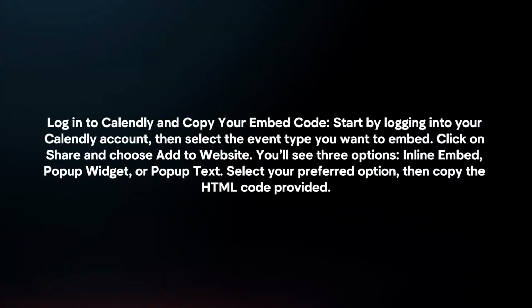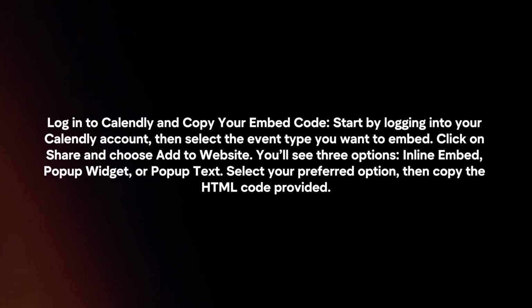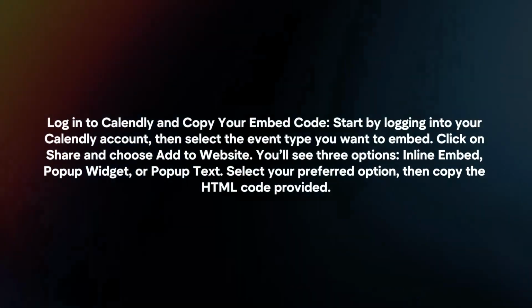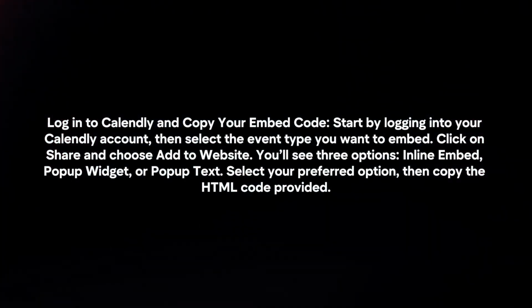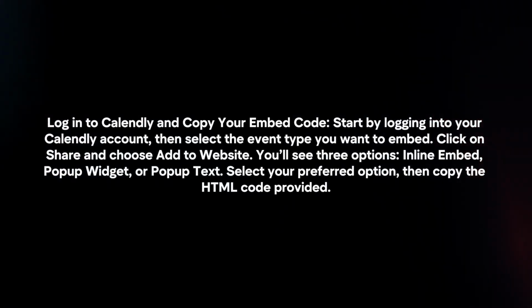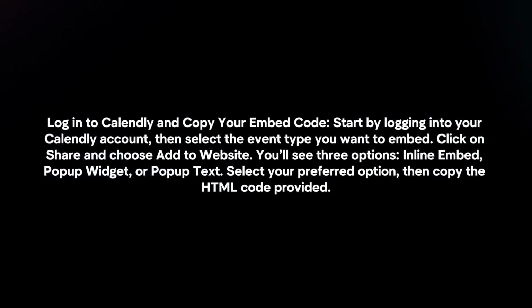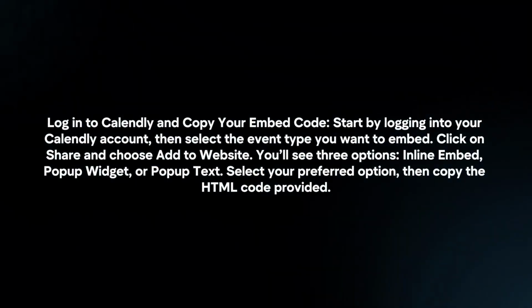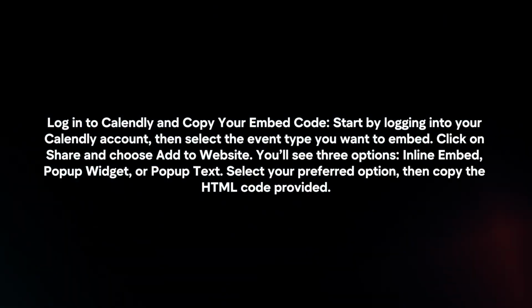Log into Calendly and copy your embed code. Start by logging into your Calendly account, then select the event type you want to embed. Click on Share and choose Add to Website. You will see three options: Inline Embed, Pop-up Widget, or Pop-up Text. Select your preferred option, then copy the HTML code provided.